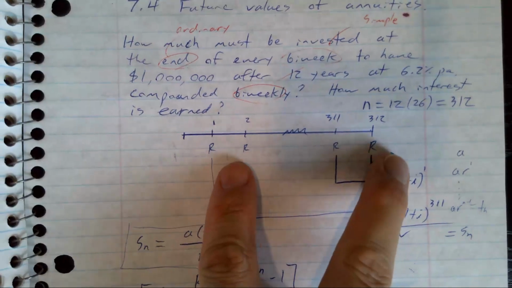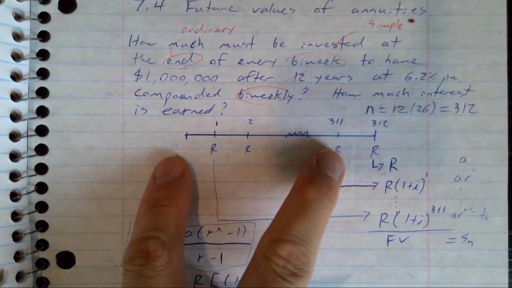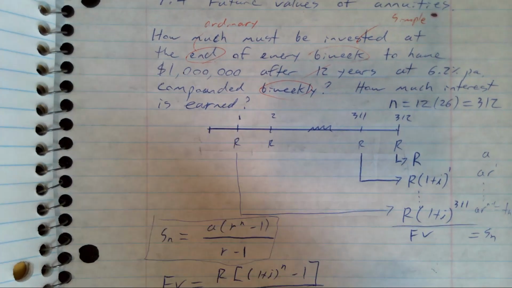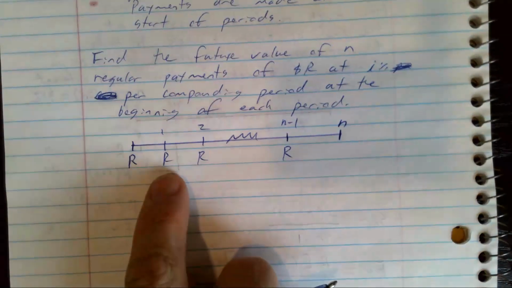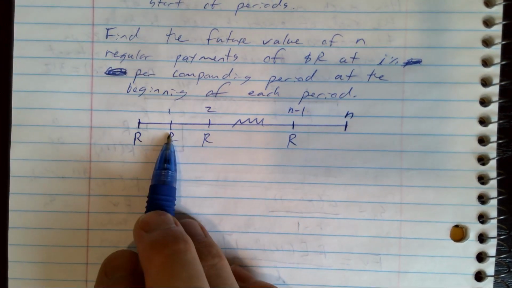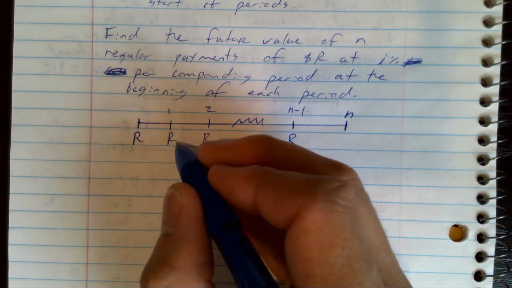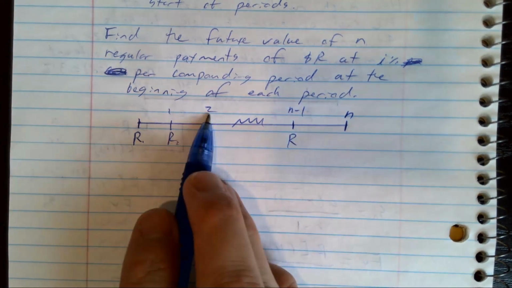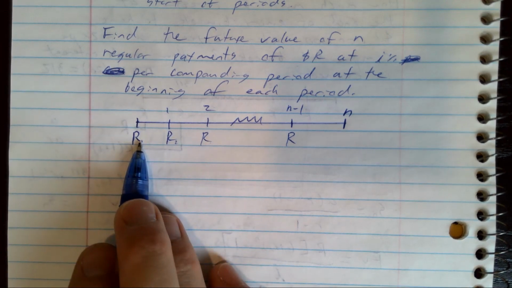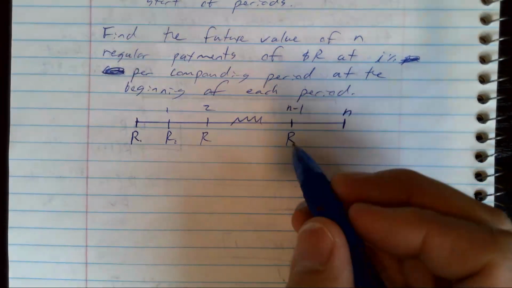We're just shifting these payments back one. It can look a little bit weird because it looks like, oh, look, there's still a payment at the end of period 1. This isn't the payment at the end of period 1. This is the beginning of period 2. This is payment number 1. This is payment number 2. It's just payment number 2 is happening at the beginning of period 2. Payment number 1 is happening at the beginning of period 1. This is payment N right here.